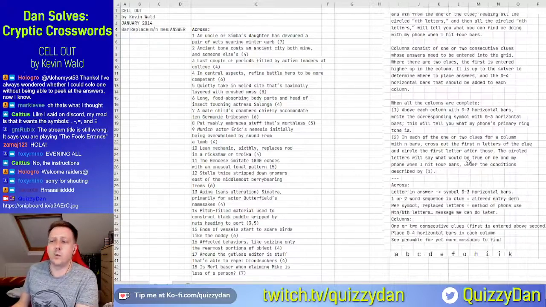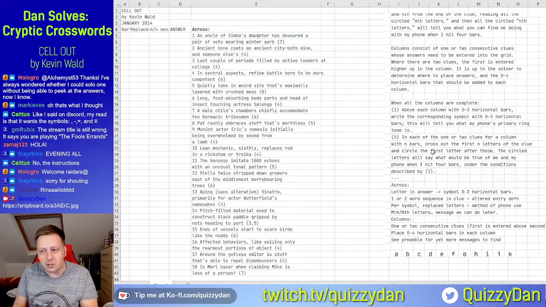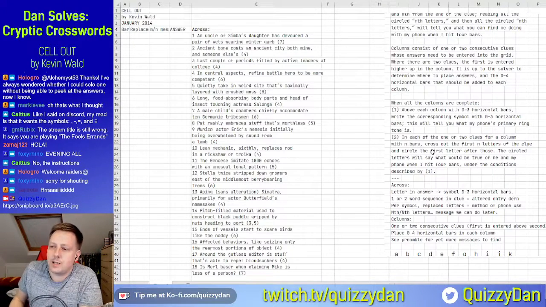Columns consist of 1 or 2 consecutive clues whose answers need to be entered into the grid. Where there are 2 clues, you enter the first one higher up in the column. It is up to the solver to determine where to place answers and the 0 to 4 horizontal bars that should be added to each column.